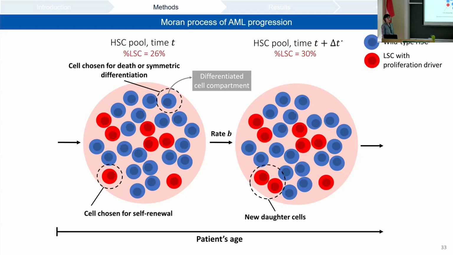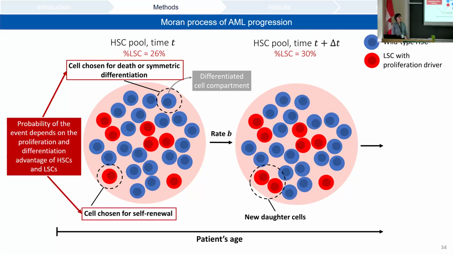What allows us to track the progression of AML is by following the fraction or the number of LSCs through time in the model. Now, the probability of either an HSC or an LSC to be chosen for either of these events depends on both their proliferation and differentiation advantages.